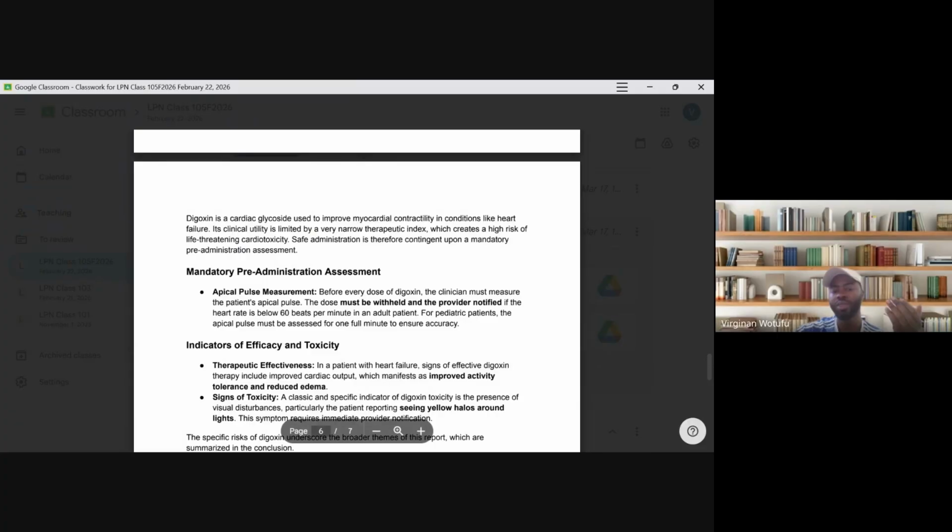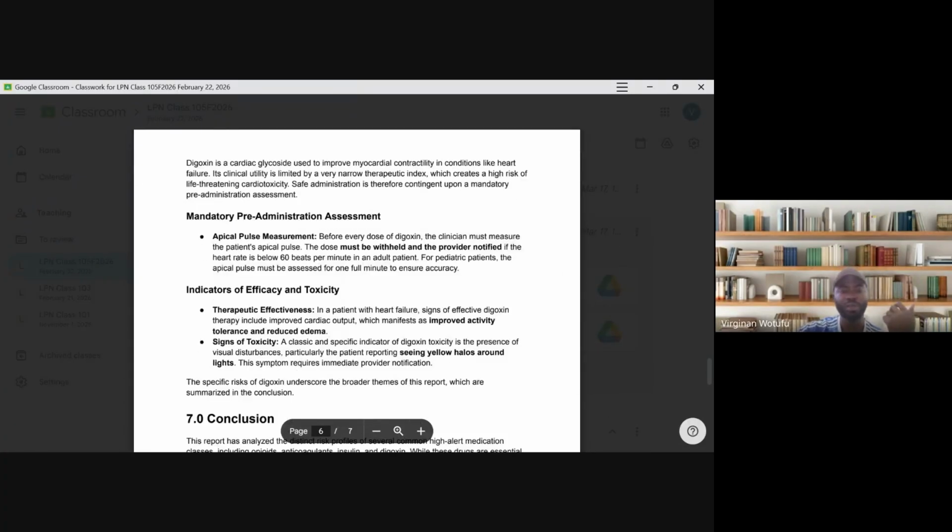Okay, and in case of toxicity, like we mentioned earlier, the patient will report what? Seeing halos around lights. It is a very, very serious complaint. So it requires immediate intervention. So you report to the provider immediately. Okay.